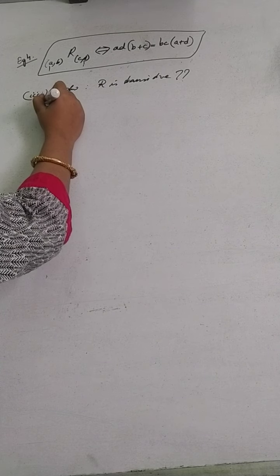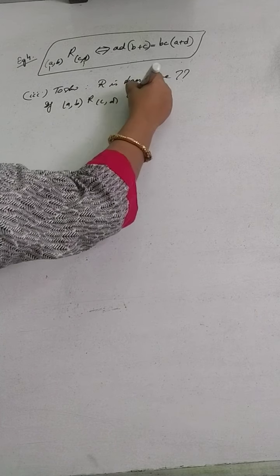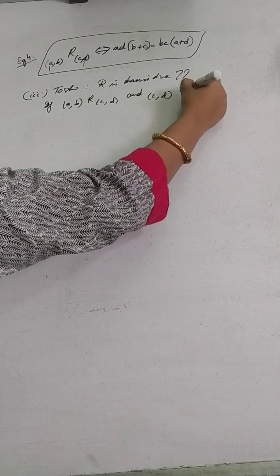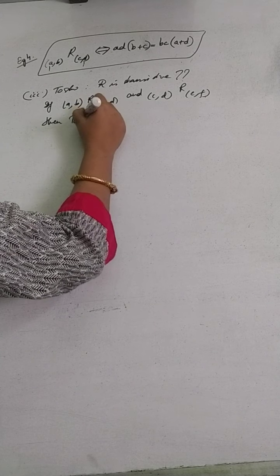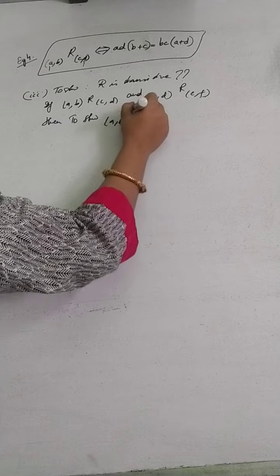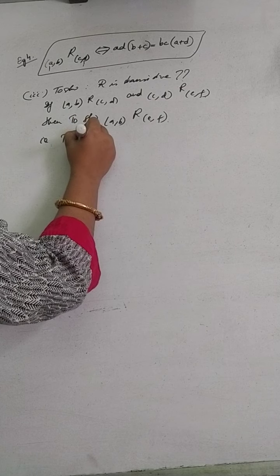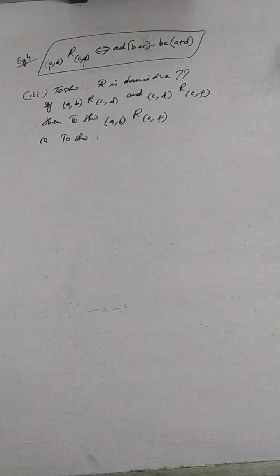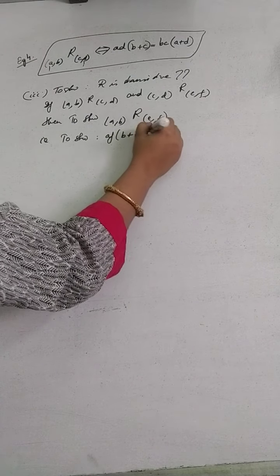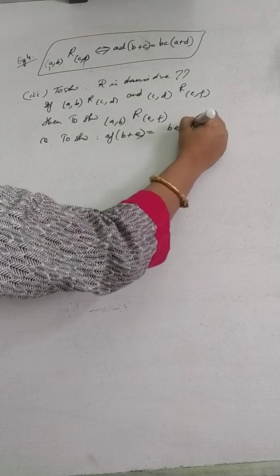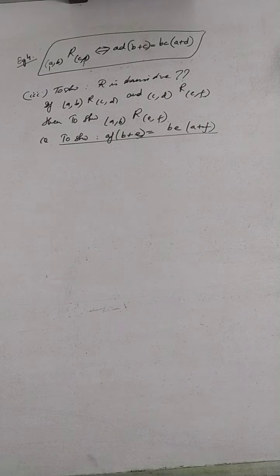What does it mean? That means if (A, B) is related to (C, D) and I assume that (C, D) is related to something else, (E, F), then I have to show that (A, B) is related to (E, F). This is what I have to show, that is, the expression it should satisfy: AF into (B plus E) should be equal to BE into (A plus F). This is what I have to show if I have to prove that it is transitive.